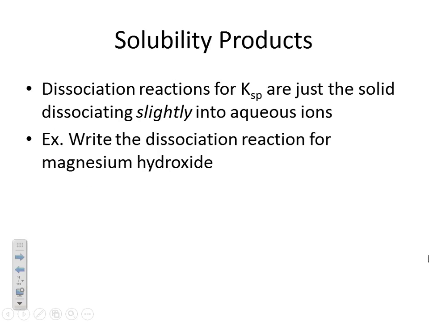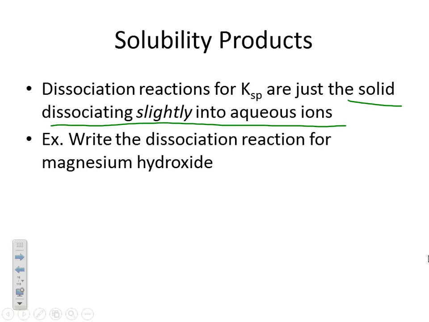Writing reactions. You've written acid dissociation reactions and base dissociation reactions before. You'll be doing that in the first problem set for equilibrium again, but you'll also be writing Ksp dissociation reactions. Ksp dissociation reactions are actually fairly simple. All they are is the solid dissociating into its ions, and you can show the fact that it does it slightly by including a double arrow.